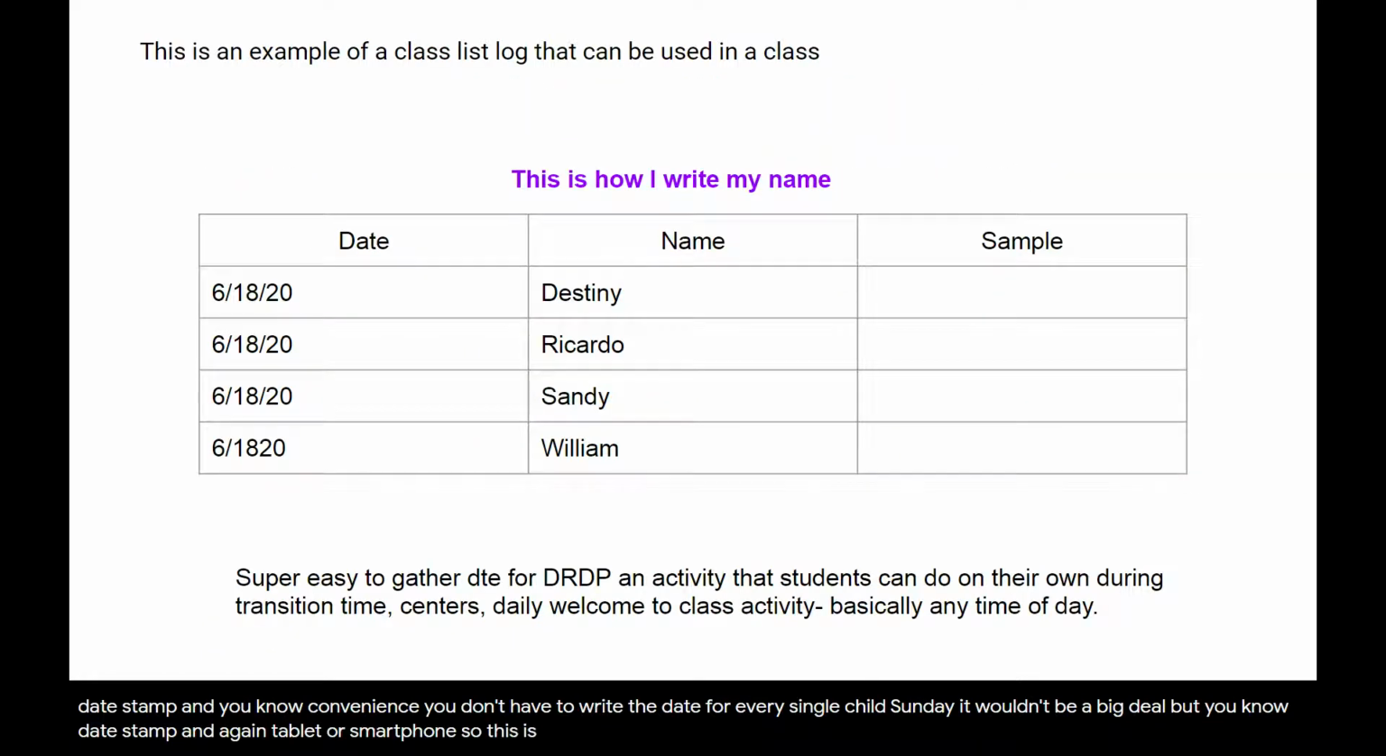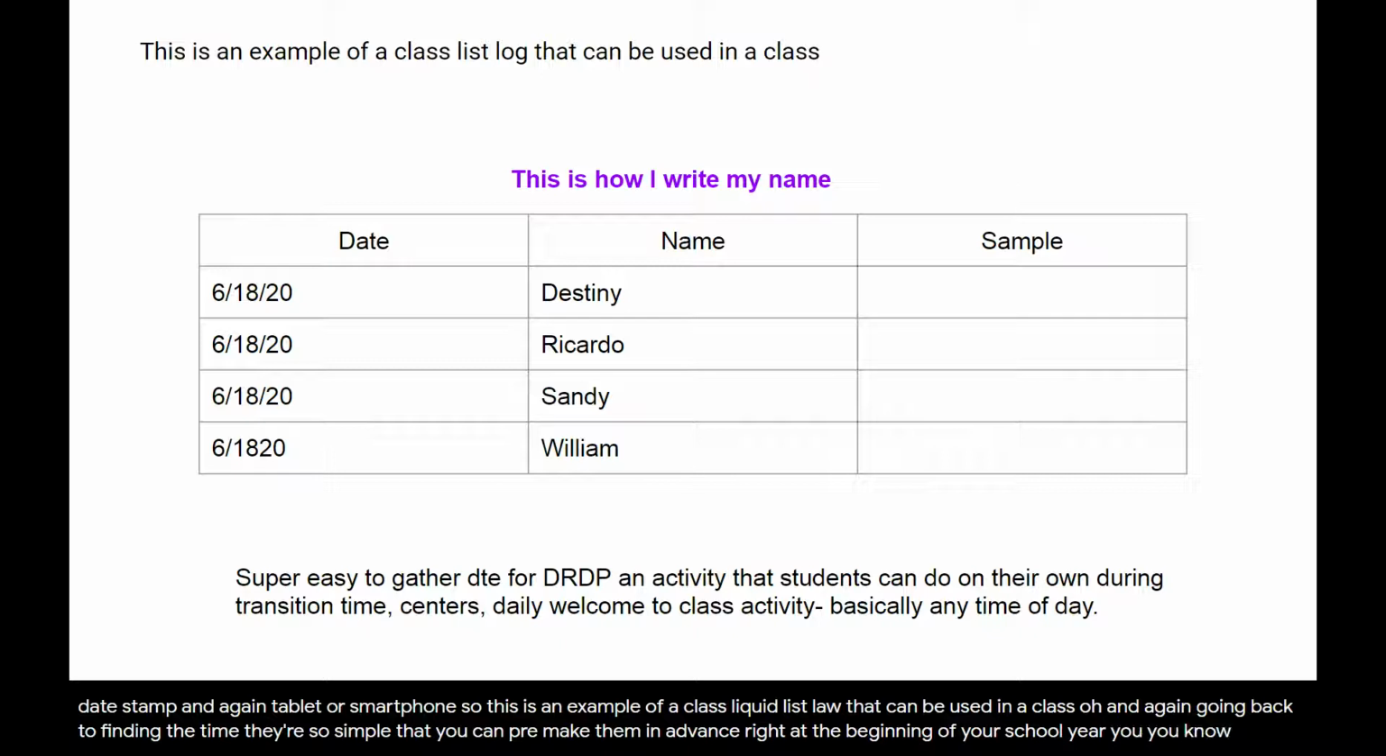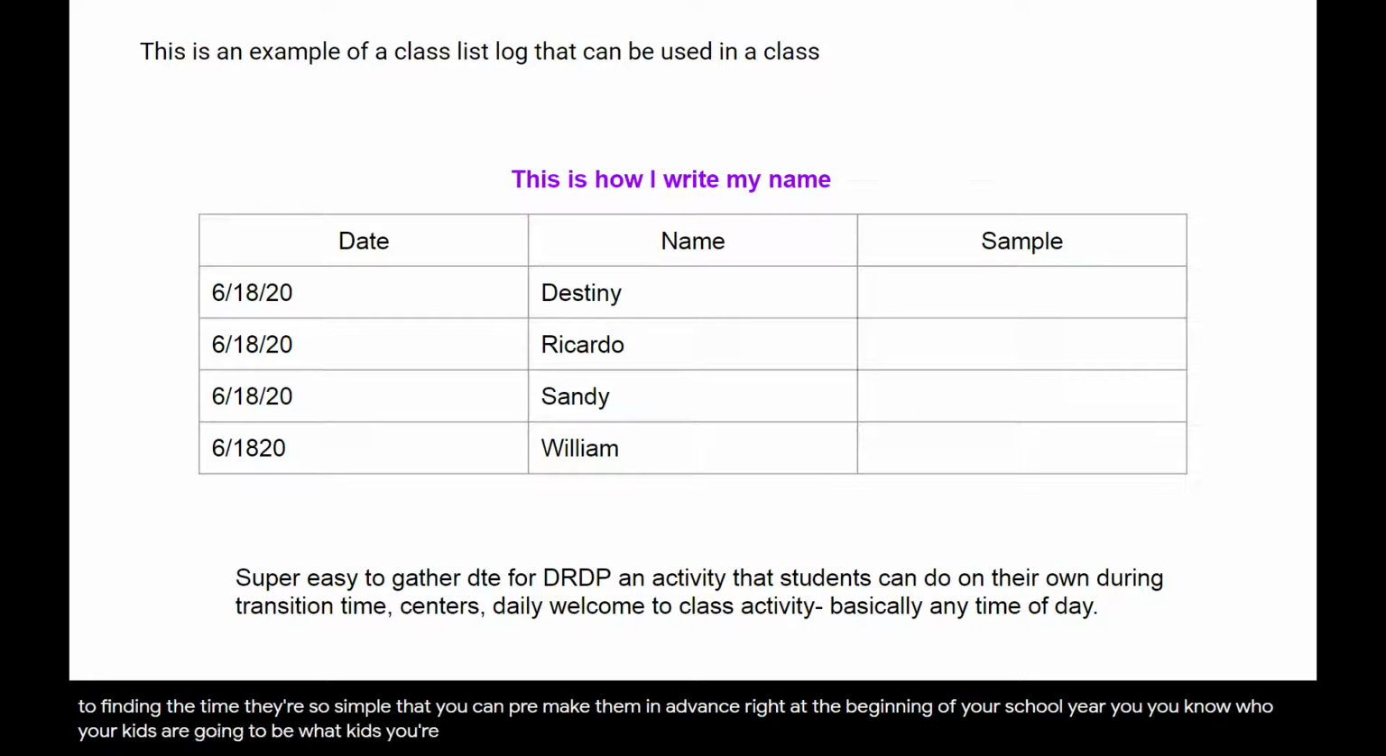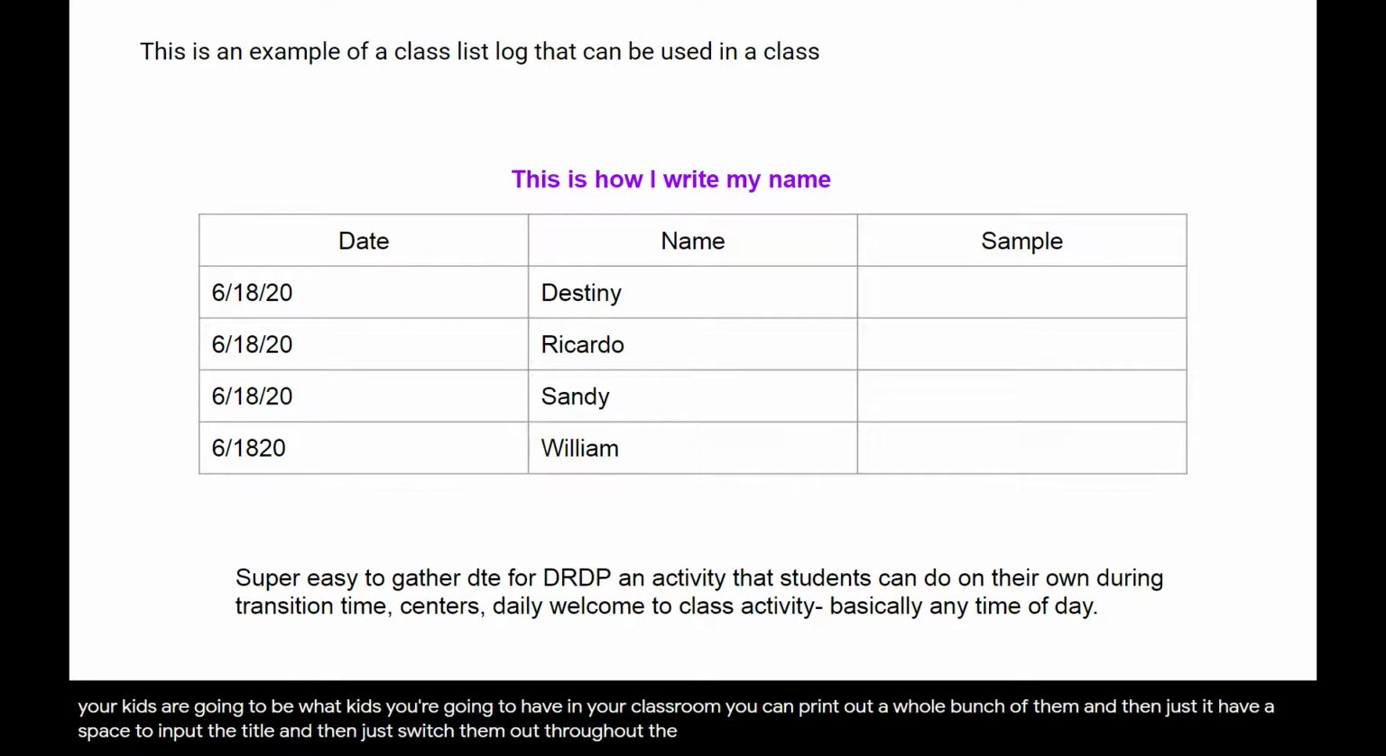So this is an example of a class list log that can be used in a class. Oh, and again, going back to finding the time, they're so simple that you can pre-make them in advance, right? At the beginning of your school year, you know who your kids are going to be, what kids you're going to have in your classroom. You can print out a whole bunch of them and then just have a space to input the title, and then just switch them out throughout the week or throughout the days or throughout the weeks. And they're very easy to do.